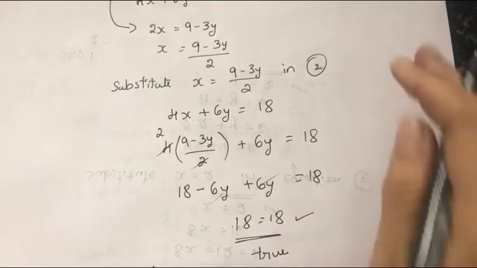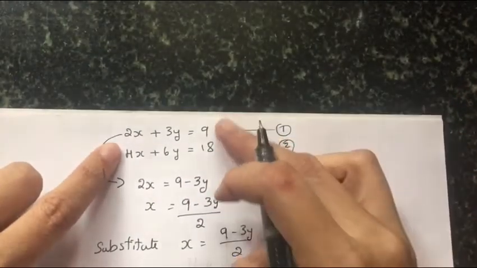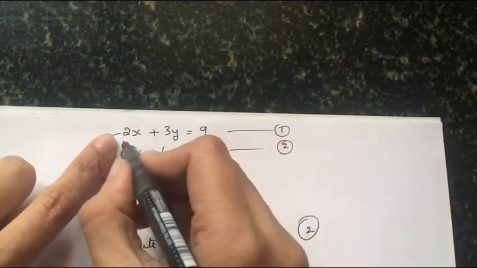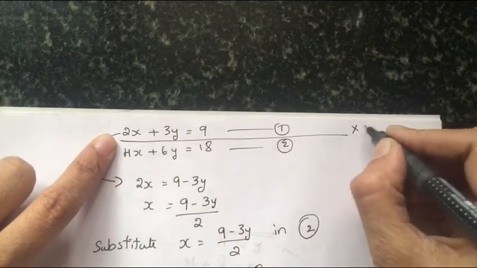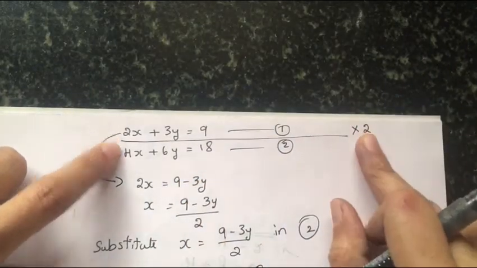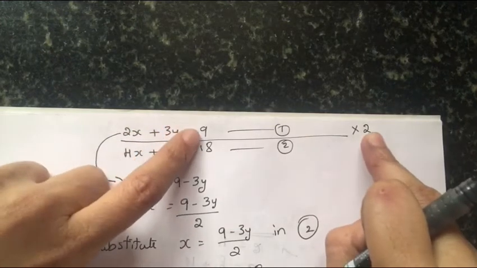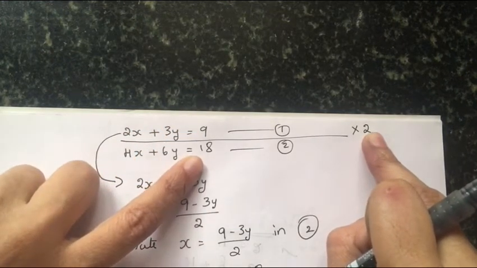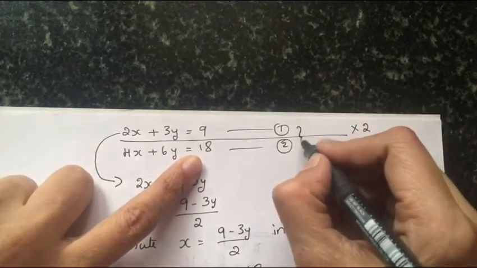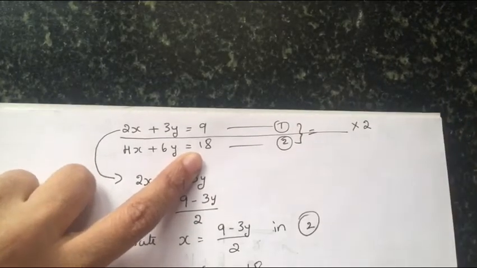You can observe this even just by looking at these two. If I multiply this whole equation by 2, what happens? 2 into 2 is 4x, 2 into 3 is 6y, 2 into 9 is 18. You are getting it like this, right? So these two equations are the same.